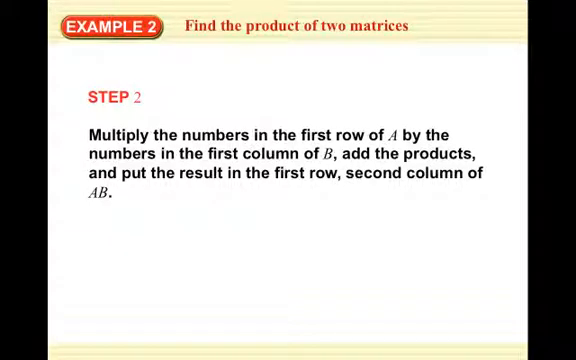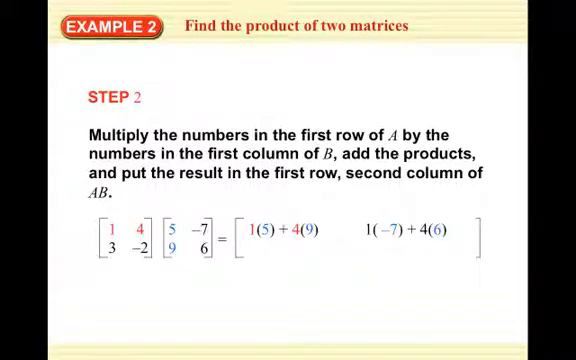Okay, now we're ready for step 2. We're going to multiply the numbers in the first row of A by the numbers in the second column of B, add the products, and put the results in the first row, second column of AB. So there's a little typo there. It should say second column of B. I can't fix this because it's not an editable PowerPoint, so I apologize for that. All right. So on this one, the negative 7, 6 are going to be what we multiply by. So we do 1 times negative 7 plus 4 times 6. Okay, because we're doing that first row by the second column. And so the answer goes in first row, second column.